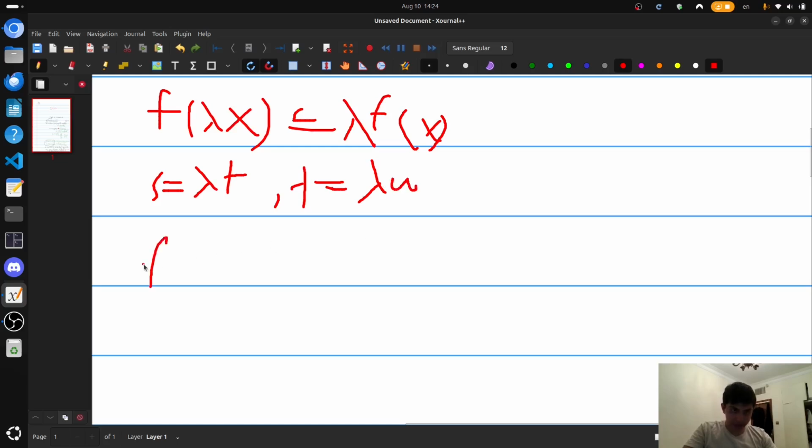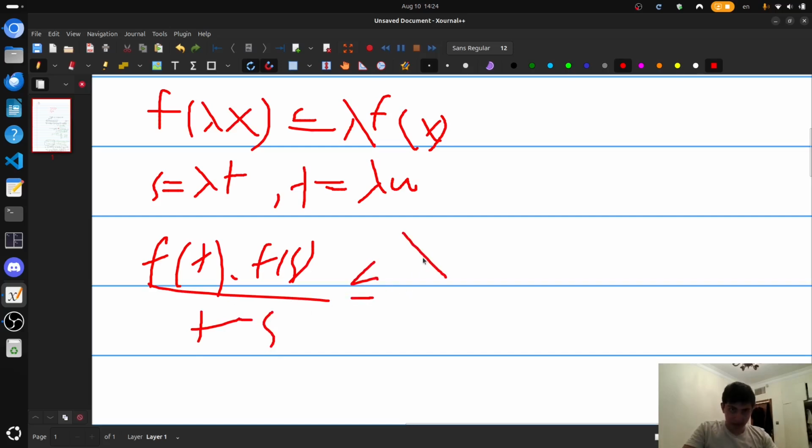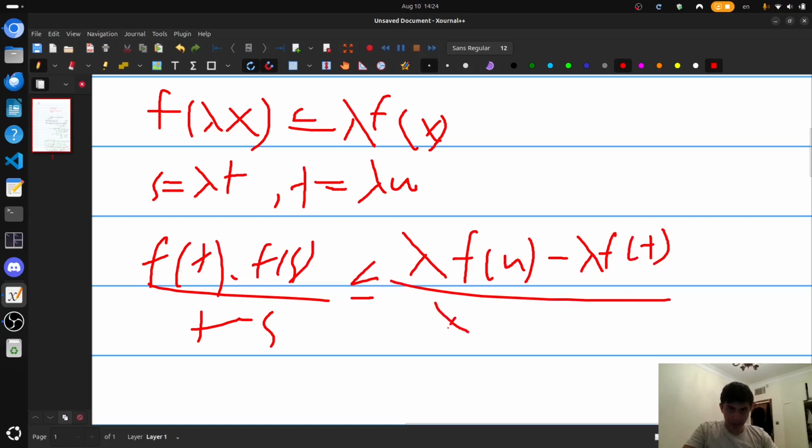So we're going to get f of t minus f of s over t minus s is less than or equal to lambda f of u, because f of t is f of lambda u, so it's less than or equal to lambda f of u, minus lambda f of t, because s is lambda t, over lambda u minus lambda t. And we just cancel out and we get one of the inequalities.